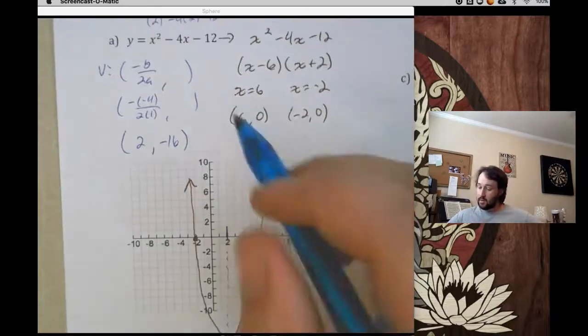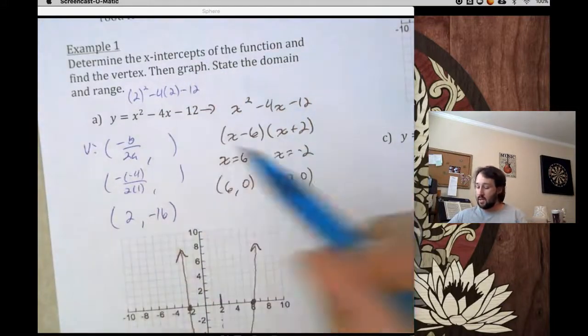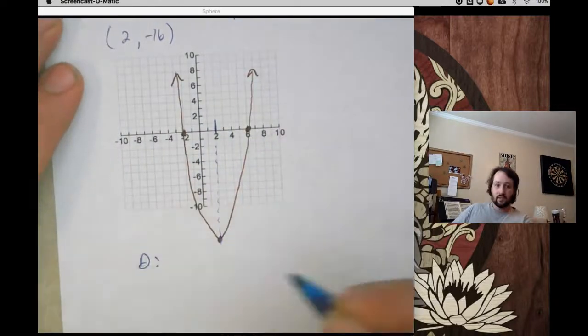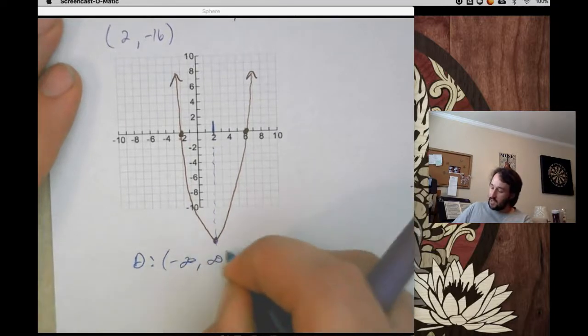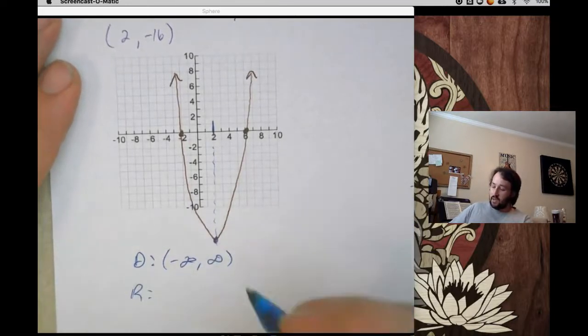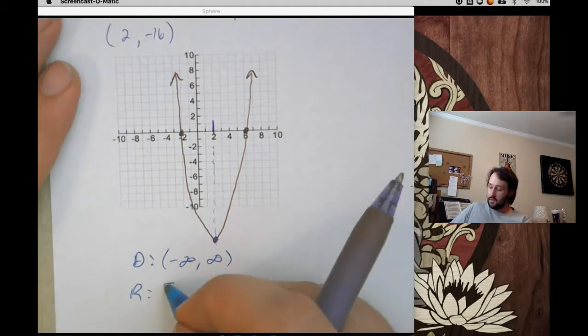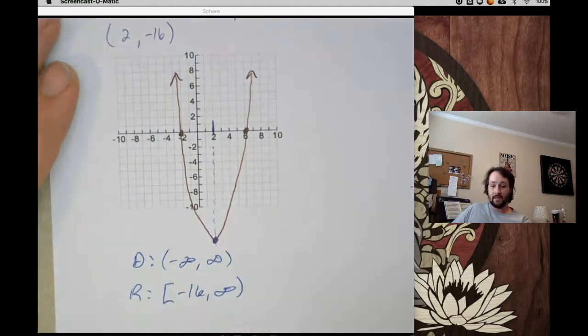All right, so the last part of this, we graphed. Now we're going to state the domain and range. So for the domain, this thing is going left and right forever and ever. So we have from negative infinity to infinity. And for the range, the lowest value that I have, a minimum right here, is negative 16. That is included in my graph, so I'm going from negative 16 all the way up forever to infinity.